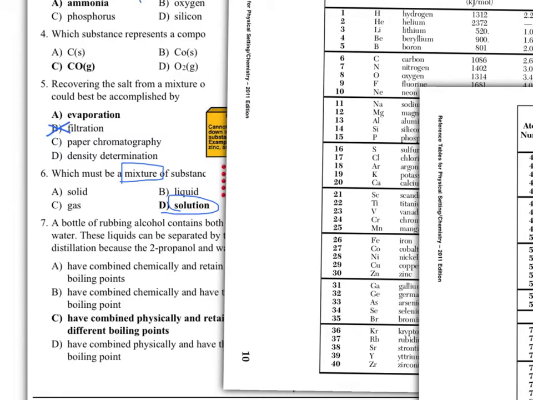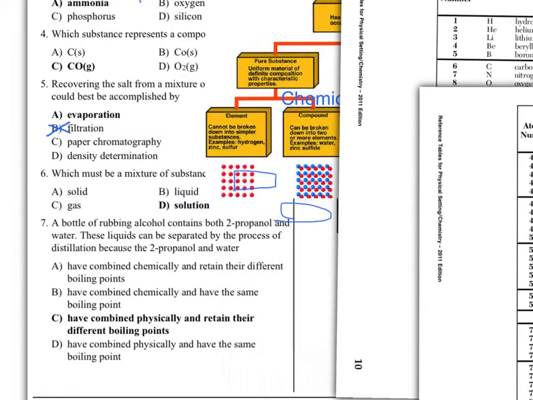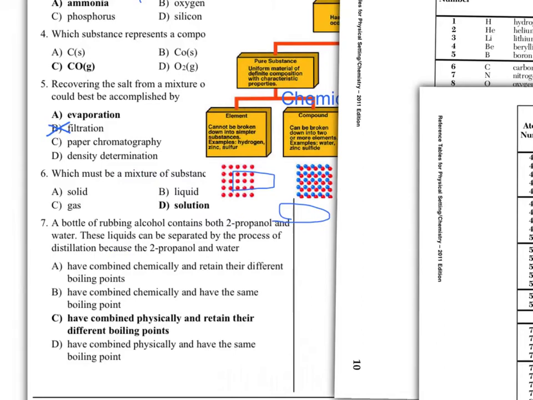Question number 7 asks how to separate a mixture of 2 alcohols, rubbing alcohol and isopropyl alcohol, in water, and they use the term here distillation. And every time we see distillation, we basically understand that this is a boiling process. So if you're going to separate 2 things with distillation, they must have different boiling points. So that would allow us to eliminate 2 of the choices immediately.